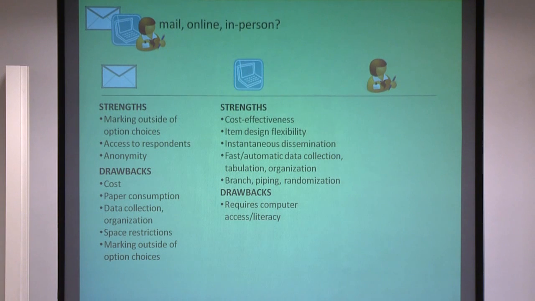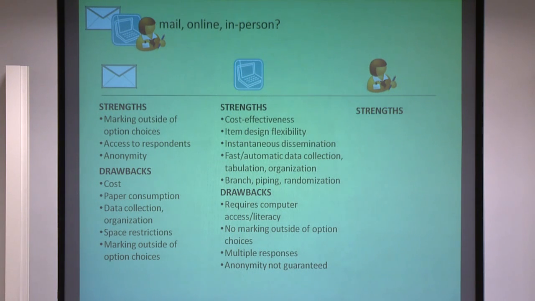Drawbacks. Requires computer access and literacy. That might not be such a problem for some of the constituencies that you'll be dealing with. No marking outside of the option choices. Multiple responses. And what this means is somebody can sit down on a computer, answer the survey, and then not finish it, wander off to another computer and enter in their responses there. And that looks like 2 different respondents. One didn't finish it, one did, and you don't know. Anonymity is not strictly guaranteed. It's pretty good, but frankly, people, if you really tried hard, could be tracked to a computer if you really wanted to.